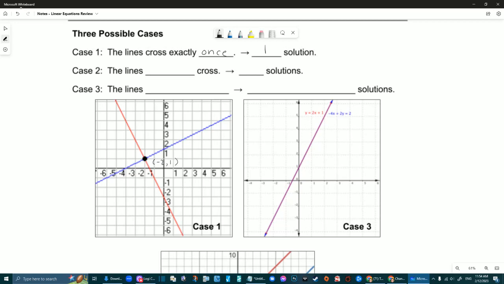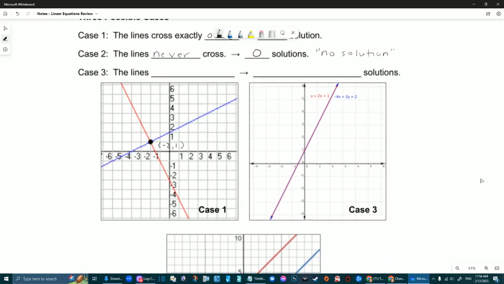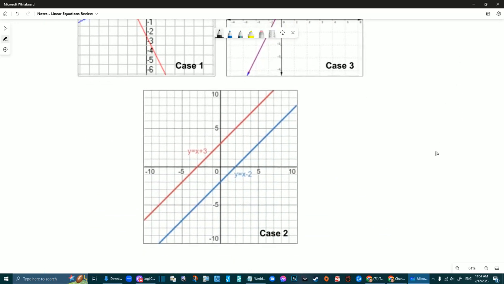The second case, which I'll scroll down to in a minute, is that the lines never cross. They never touch. And in that case, there are 0 solutions. So you would write as your answer, no solution. It doesn't happen often, but it's absolutely possible, and that is a valid answer. So let's take a look at that. Case 2 down here is a no solution case. There is no points in common for this graph.